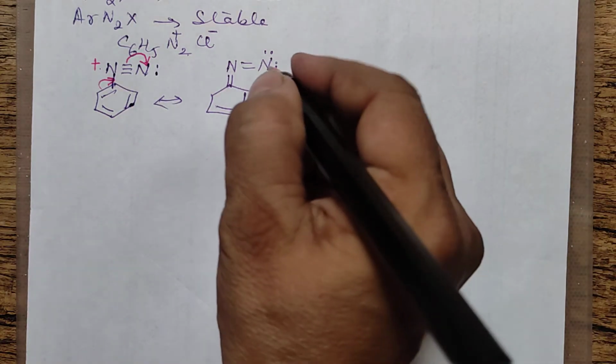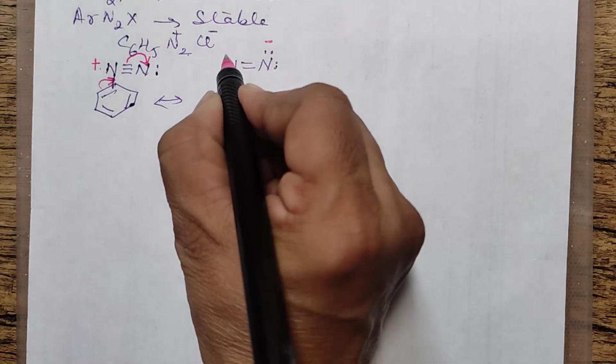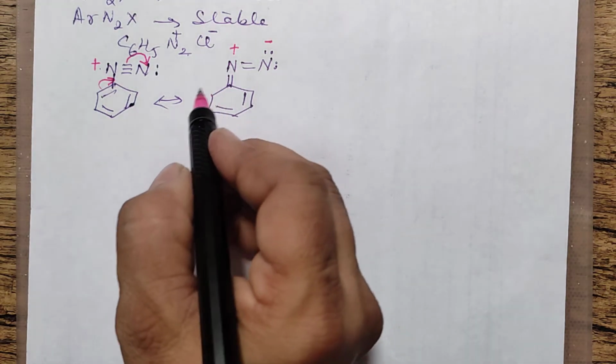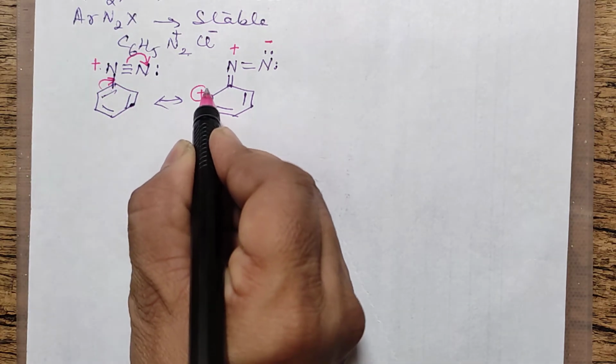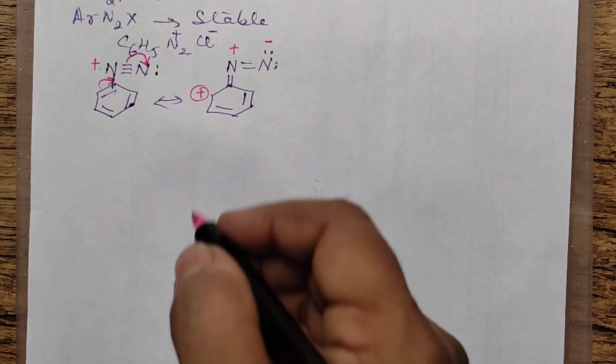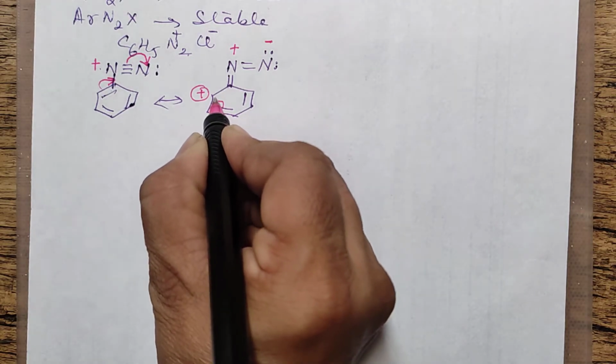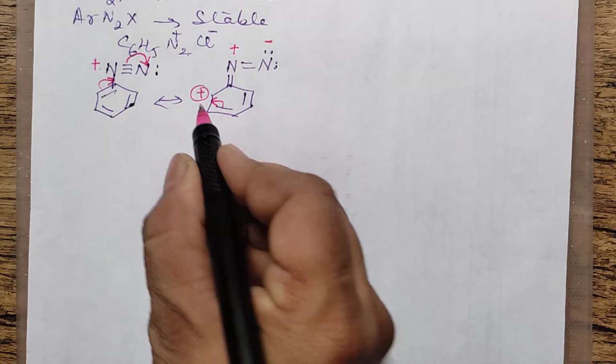And this nitrogen will now get negative, and this nitrogen as such is having positive. And because this has shifted here, there will be a positive charge over here. Right? Now further we can show this pi bond can move this side.